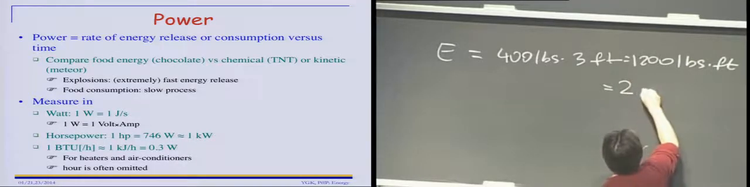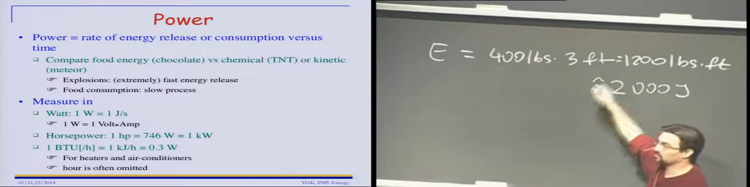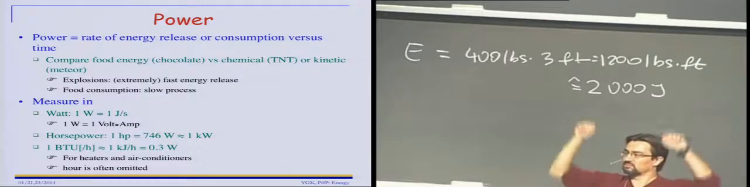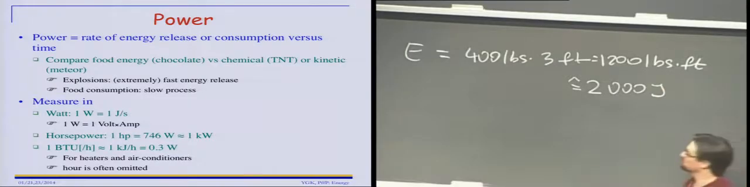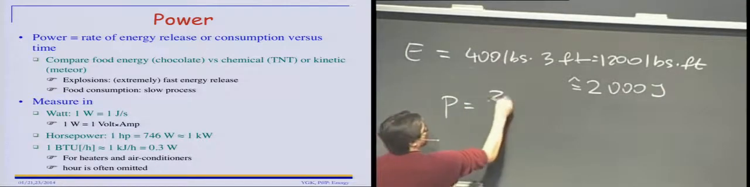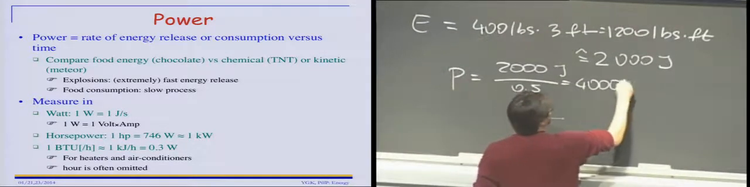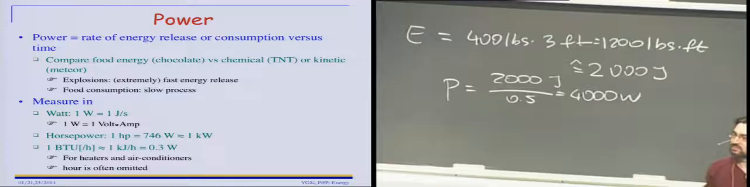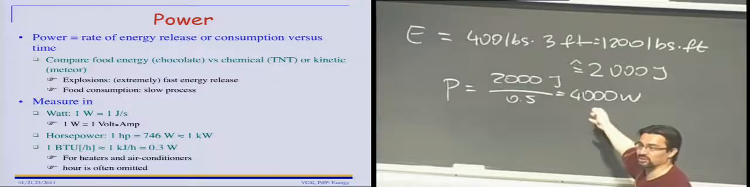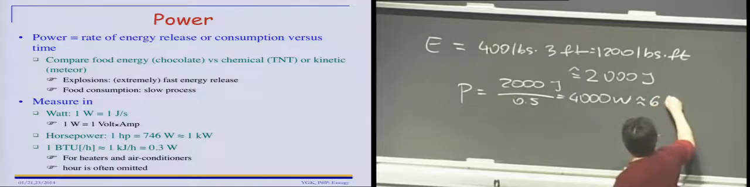Let's call it 2,000 joules, roughly speaking. How long does it take you to bench press? Well, it depends. Let's call it half a second if you do it as a really fast jerk. The power is 2,000 joules divided by half a second, which is 4,000 watts. That's actually about 6 horsepower. You're pretty good. So a human can be as good as 6 horses.